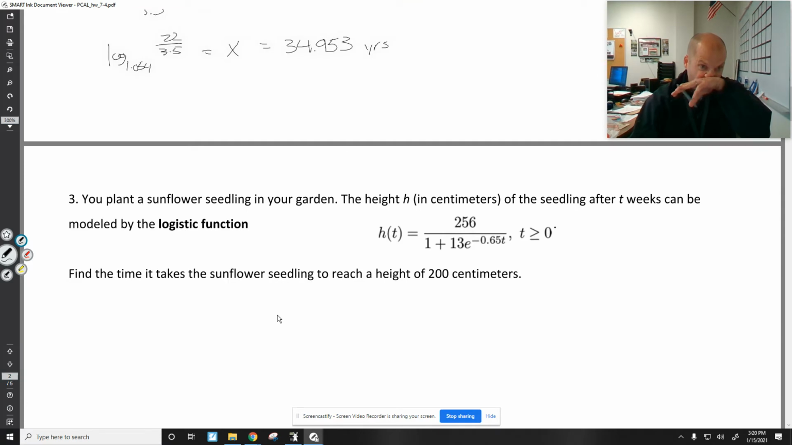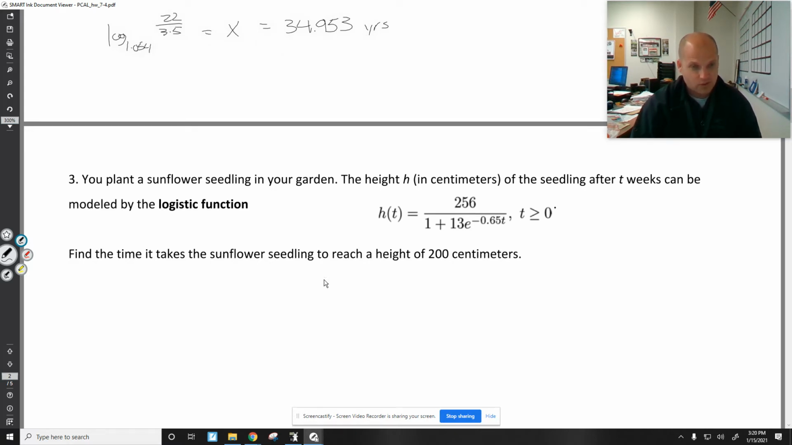Next, you plant a sunflower seedling in your garden. We got a logistic function. There's logistic functions and differential equations you have to solve in calculus. Logistics look like this versus exponentials go like this. More realistic, certain situations realistic to the real world. Find the time it takes the sunflower seedling to reach a height of 200 centimeters. So h is 200 centimeters after t time years.